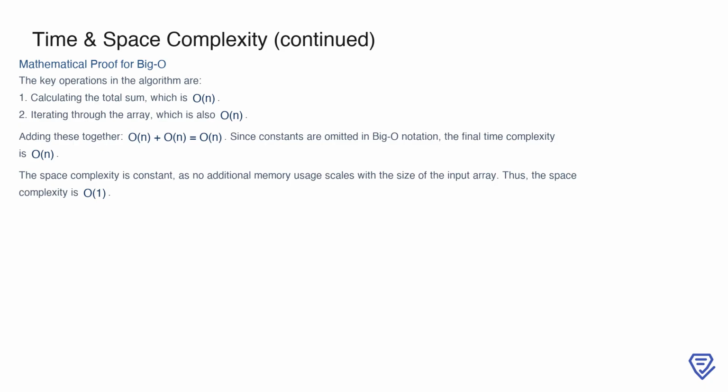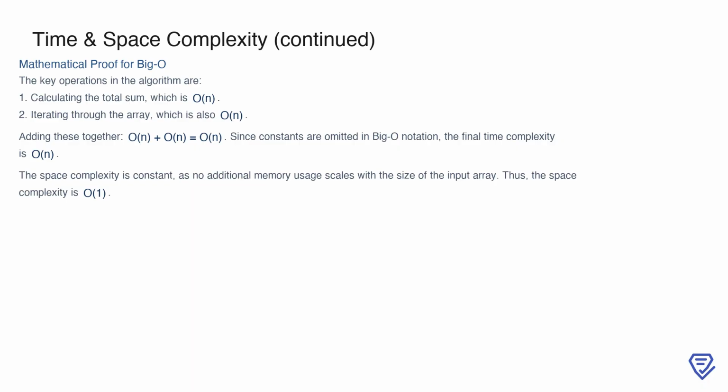The key operations include calculating the total sum of the array, which takes O(n), and iterating through the array, which also requires O(n). When we add these together, we get O(n) plus O(n) equals O(n). Since big O notation ignores constants, the overall time complexity simplifies to O(n).